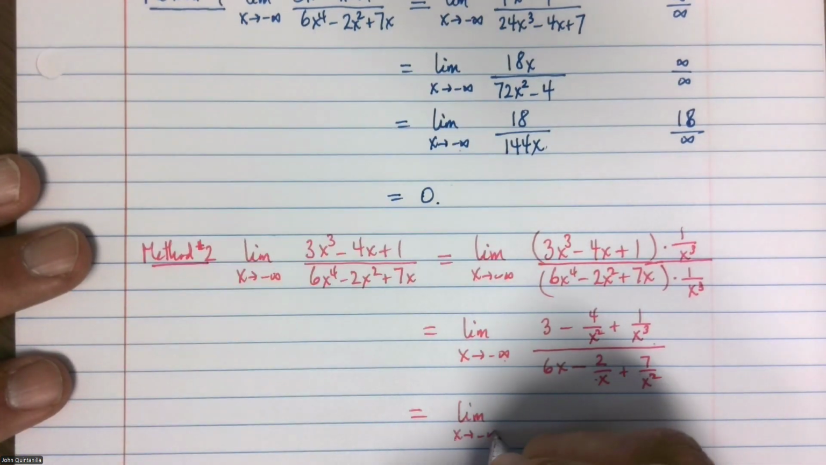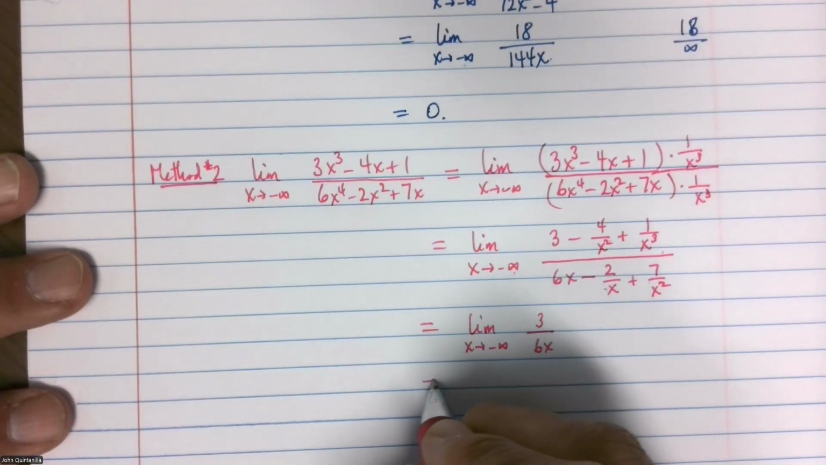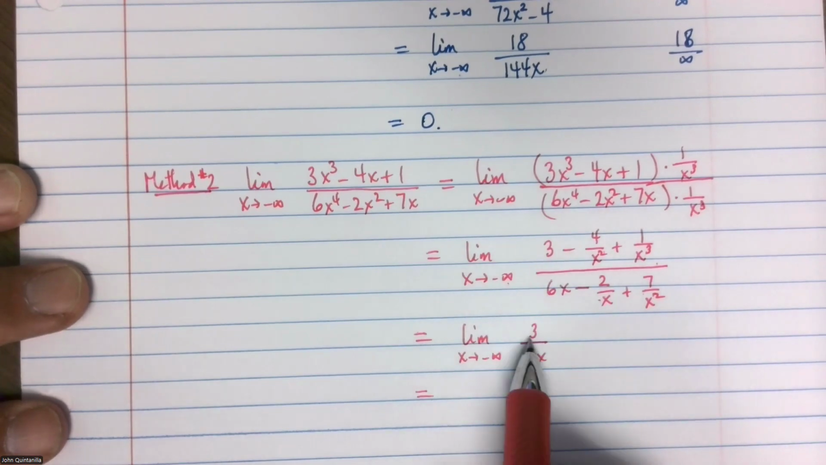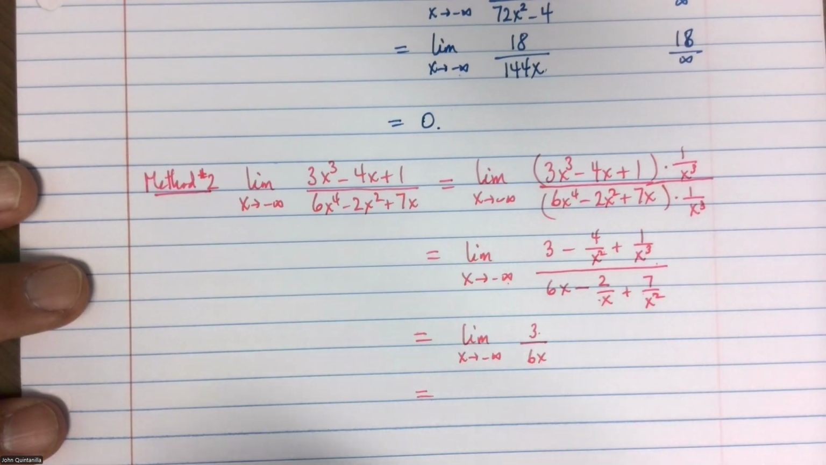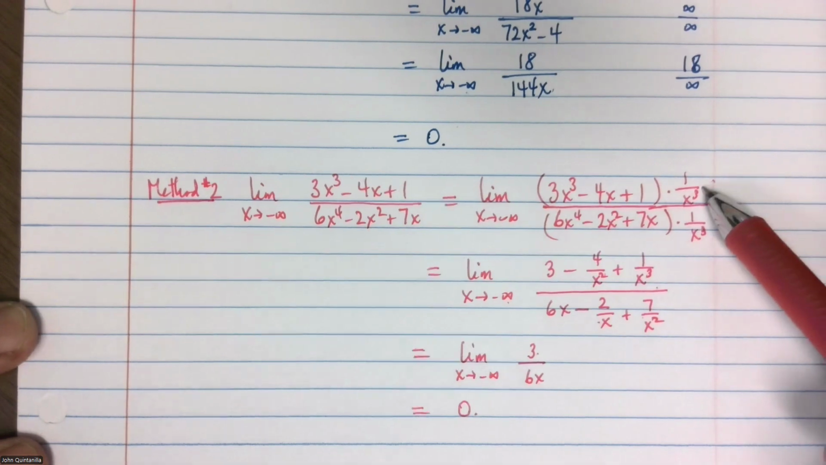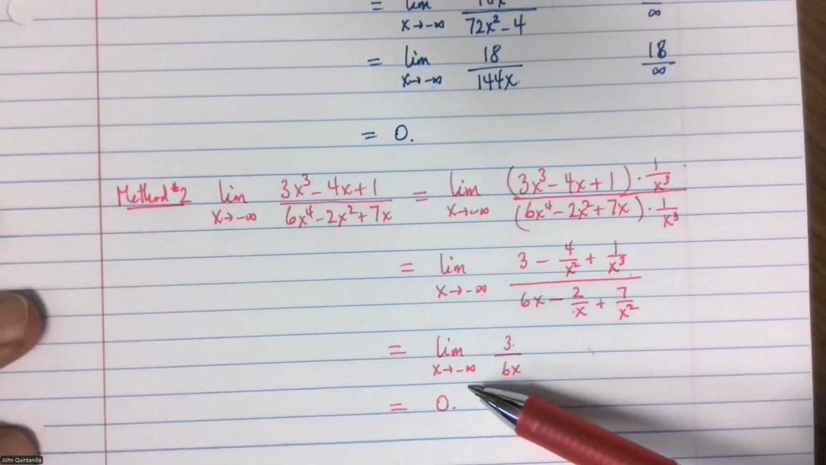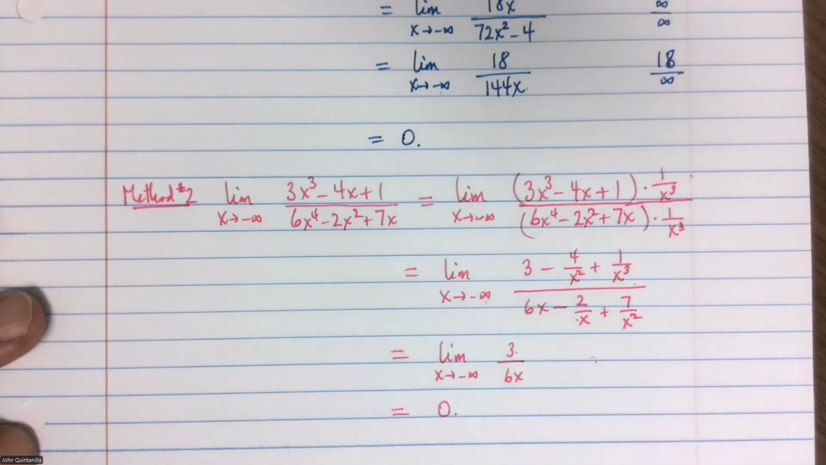The limit as x goes to negative infinity of 3 over 6x. And by the same logic as before, the numerator is constant, the denominator blows up, and so the answer is 0. And so by either method, by either just simple algebraic manipulation, or else by using L'Hopital's rule, we get the answer of 0.